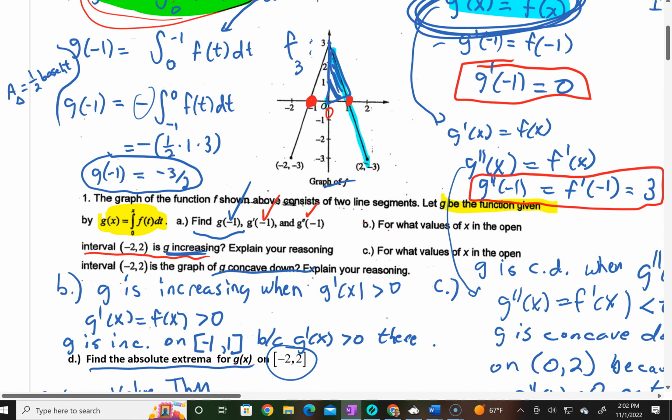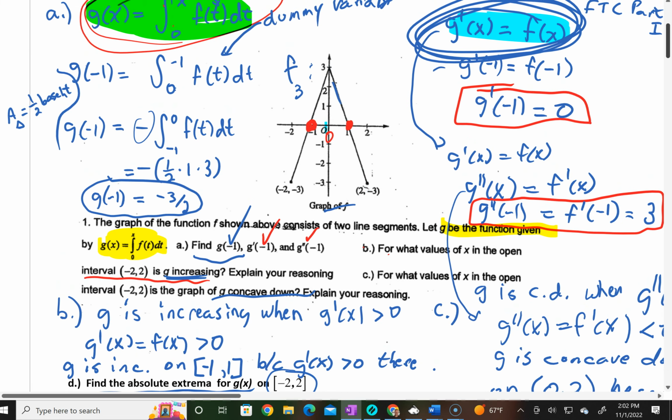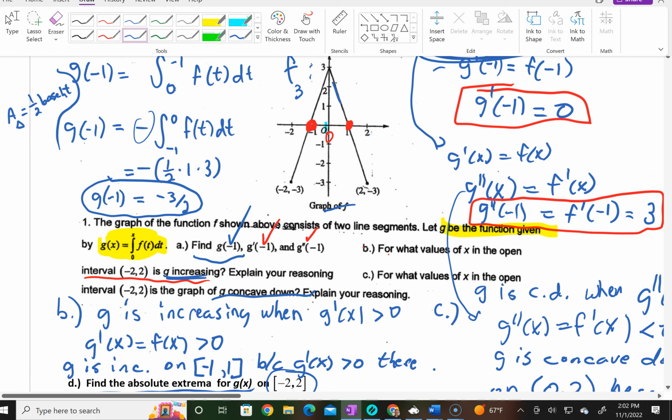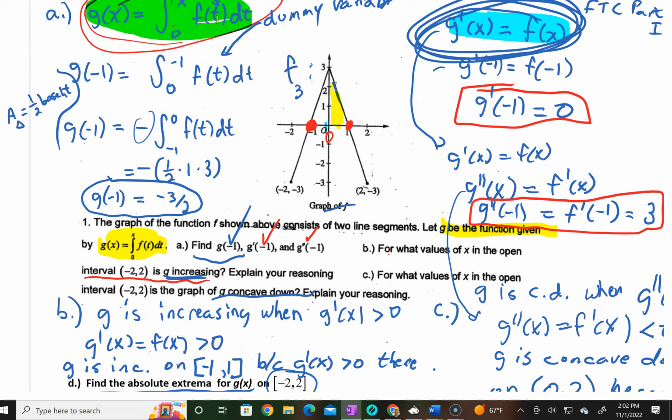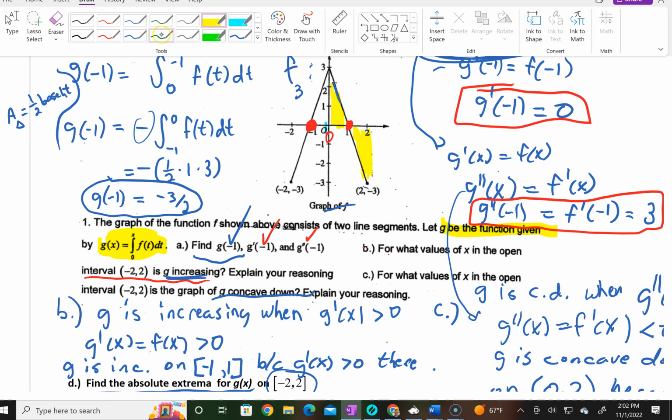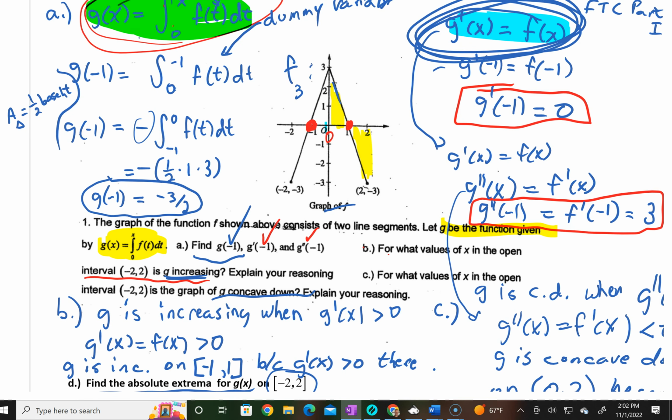Wow. 0 to 2, you know what? I'm going to maybe highlight this in yellow. I've got from 0 to 1 here, and from 1 to 2 over here. Guys, if you're really on your toes, you're going to know what this net area is. 0. Kids go, how do you know that? They're congruent triangles. Both of them have a base of 1. Both of them have a height of 3.